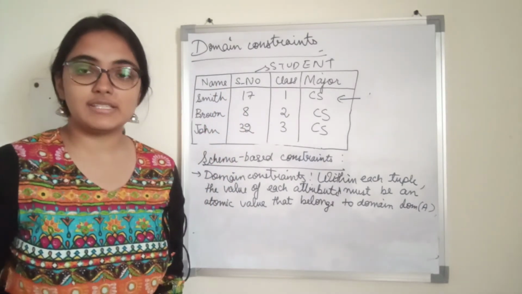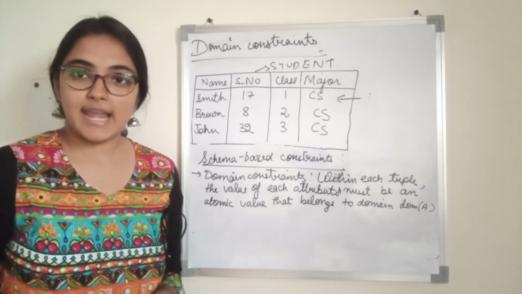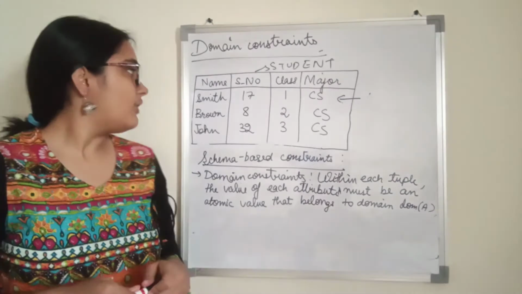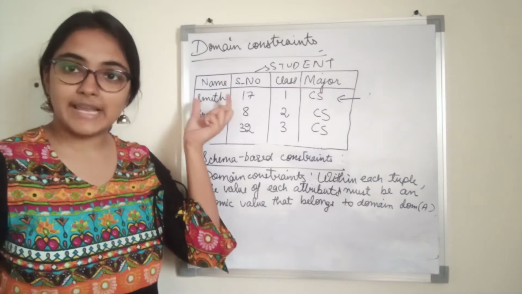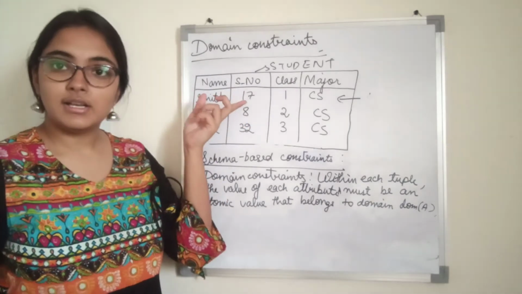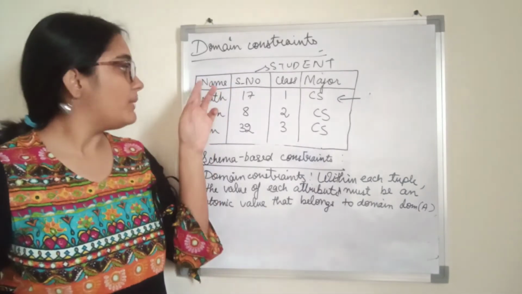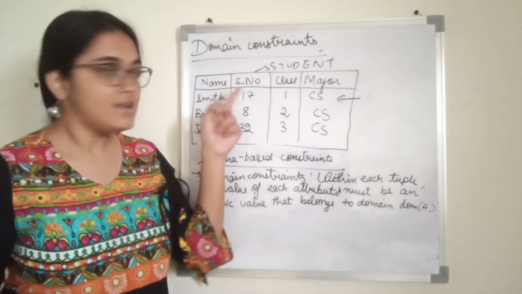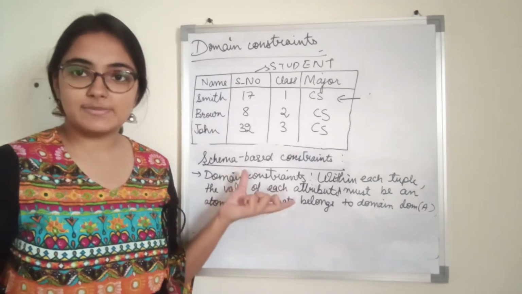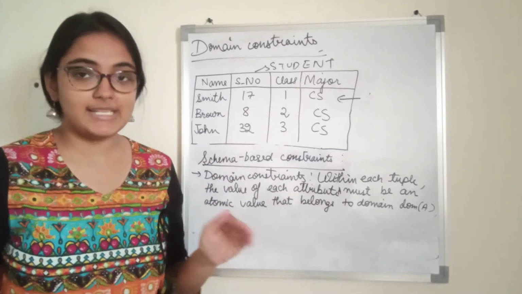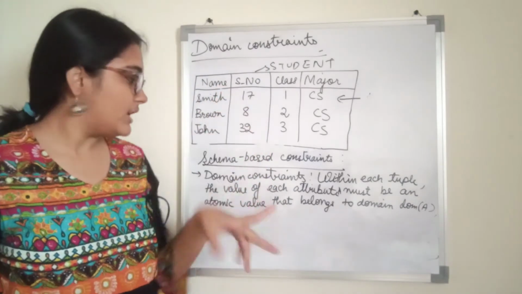What is the domain of name? Let us say the domain of this attribute name is specified to be the set of all strings that are at max of length 30, right? So we cannot have the value of this attribute as a string whose length is more than 30, right? It should belong to the set of strings. We cannot have an integer value for this particular attribute name. So domain constraints specify that the value needs to be an atomic value, that is indivisible, and that value should belong to the domain, right? So that is about the domain constraint.